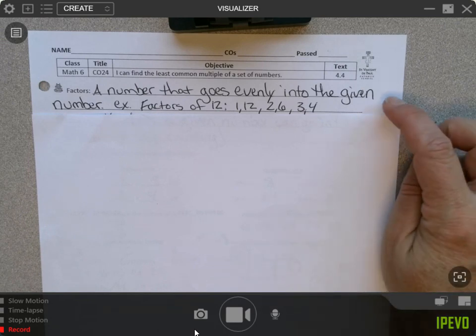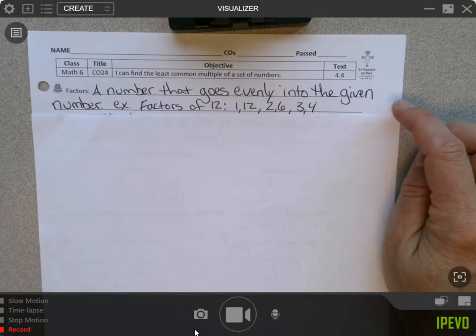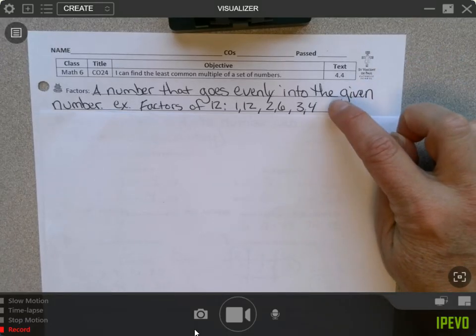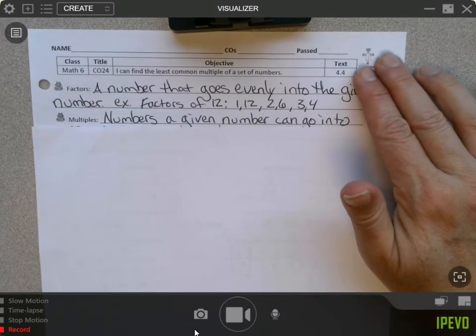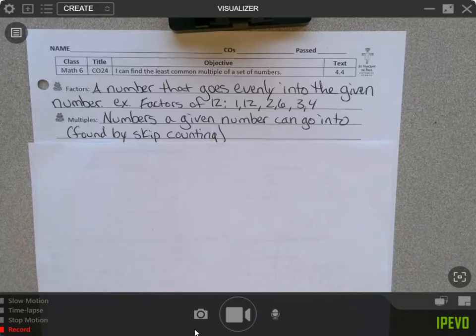So those factors are the numbers that go evenly into the given number. Yesterday we were working with factors. Today we're going to work with the multiples. Multiples are numbers a given number can go into. We do skip counting to find the multiples. So for greatest common factor, we find factor pairs. For least common multiple, we are going to skip count. We're going to multiply our number by 1, by 2, by 3, by 4, by 5. So we're multiplying up, whereas with greatest common factor, we were breaking it down into the small factors.